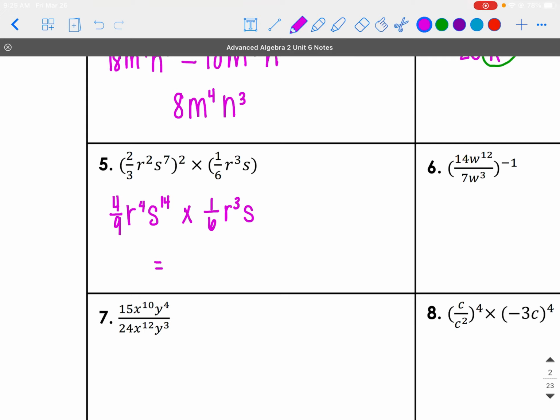Now if we first multiply fractions, I would suggest just doing it in your calculator. 4/9 times 1/6, and it will simplify the fraction for you. And you get 2/27. Then we have r to the 7th, s to the 15th.